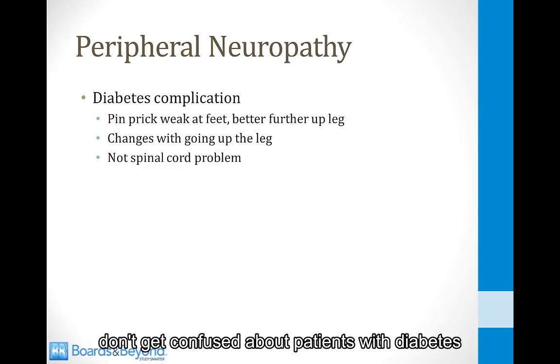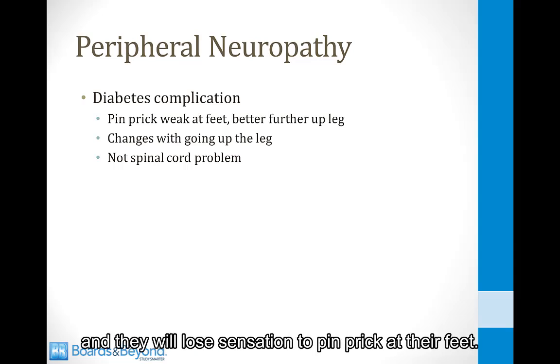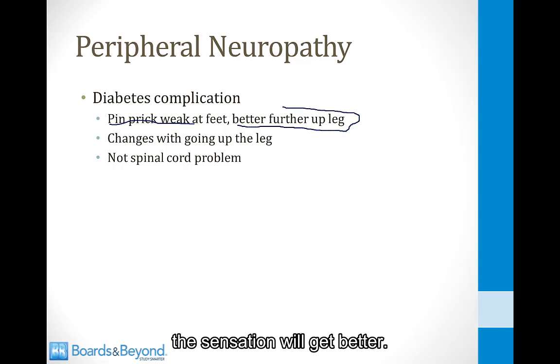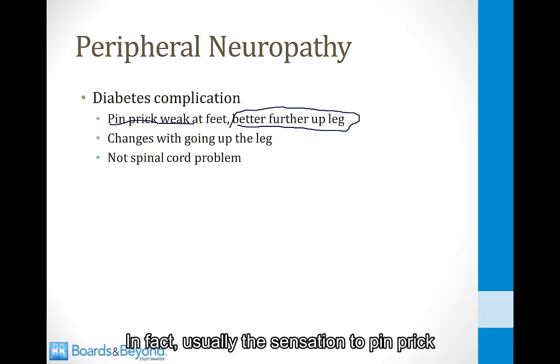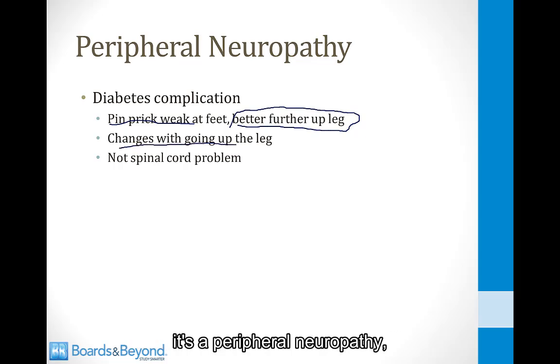And then finally, don't get confused about patients with diabetes who have peripheral neuropathy and think that it's a spinal cord problem. You will often see patients with diabetes and they will lose sensation to pinprick at their feet. But as you start to test pinprick further up the leg, the sensation will get better. In fact, usually the sensation to pinprick is intact above the knee. So when it changes going up the leg like that, it's a peripheral neuropathy. It is not a spinal cord problem.